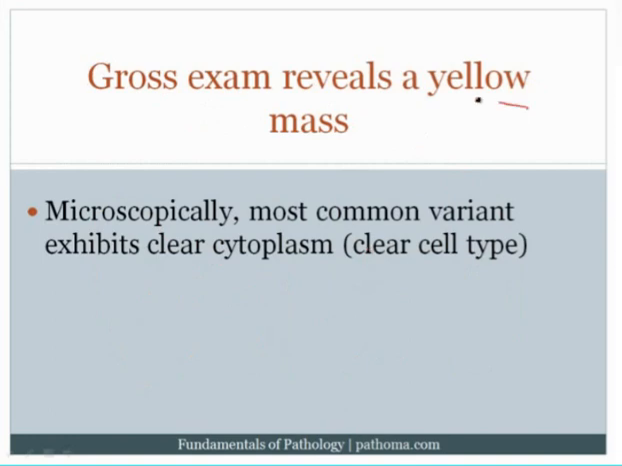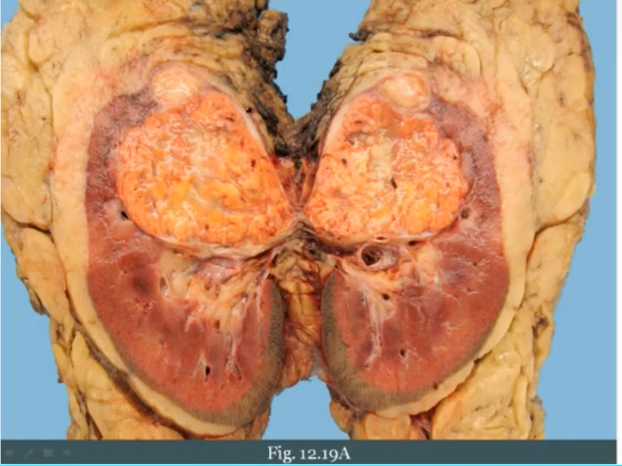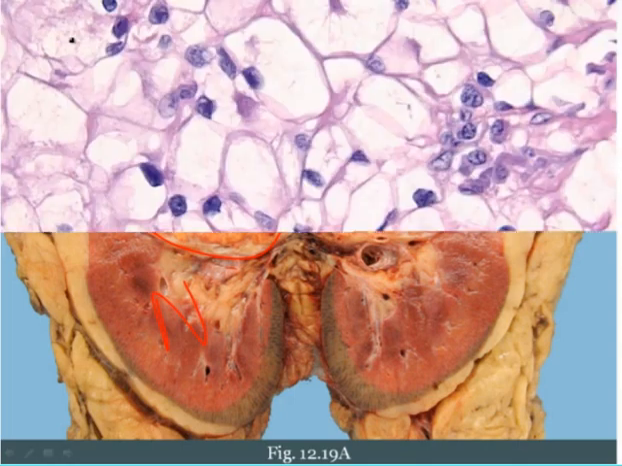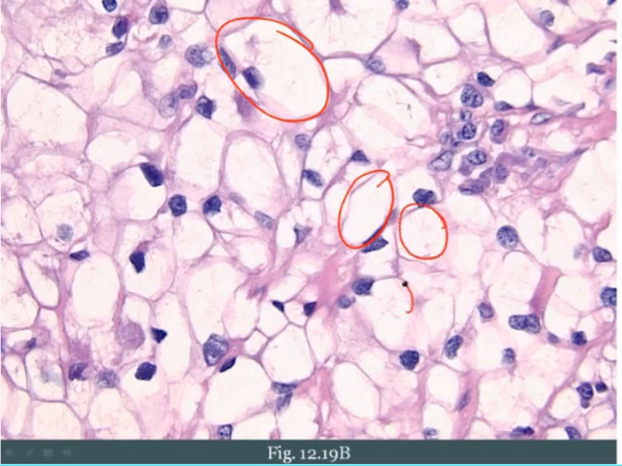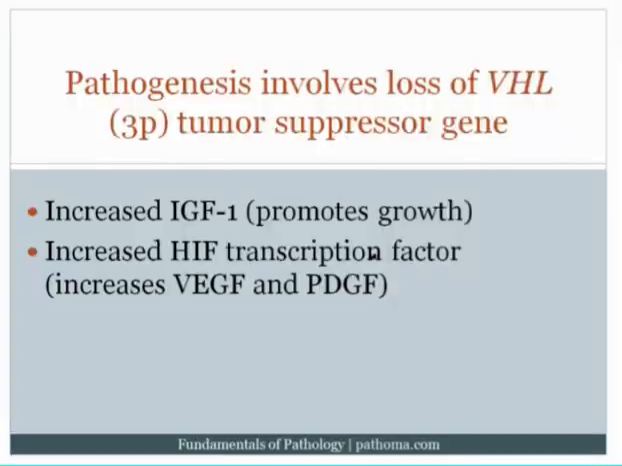When renal cell carcinoma occurs, it usually produces a yellow mass, and microscopically, the most common histologic variant exhibits clear cytoplasm, and hence it's called the clear cell type. Here's a picture of the yellow mass produced by renal cell carcinoma. Again, this is the normal kidney, and this is the fat or the adipose tissue that surrounds the kidney. Here's the histology, again showing you that there is clear cytoplasm in these cells, and hence the most common subtype of renal cell carcinoma is called clear cell carcinoma.